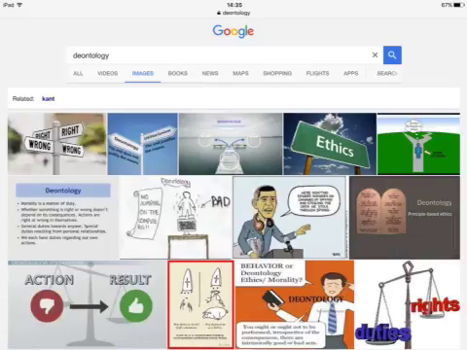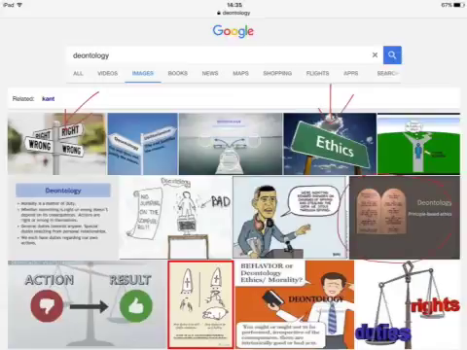So a quick Google search on deontology shows us a lot of interesting and useful pieces of information, and of course some useless pieces of information. First thing is, we can see that deontology is a theory of ethics, and we can see that deontology is about rights and wrongs. And then we get a bit more detail here.